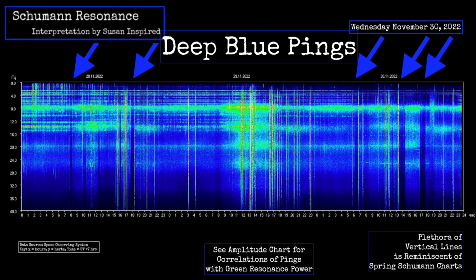I'm so excited to show you these blue pings on the chart. They're essentially like rods of blue. And I want to show you what I discovered after I dug deep into this information. We're going to look at the frequency, quality, and amplitude charts.